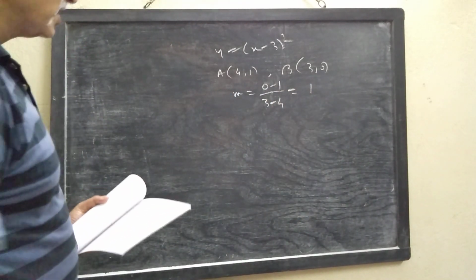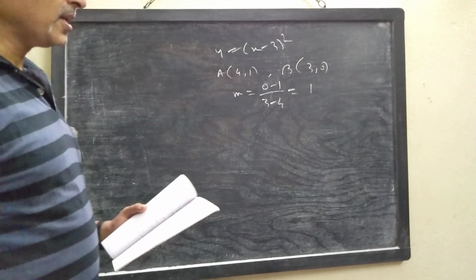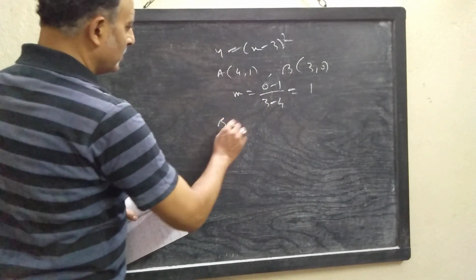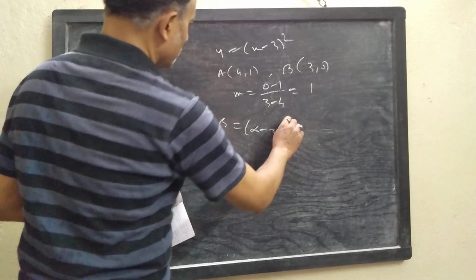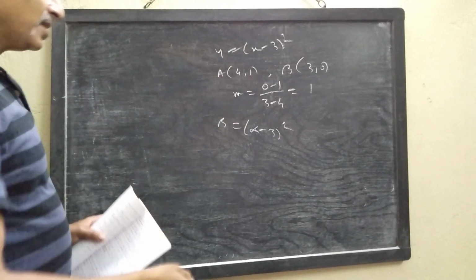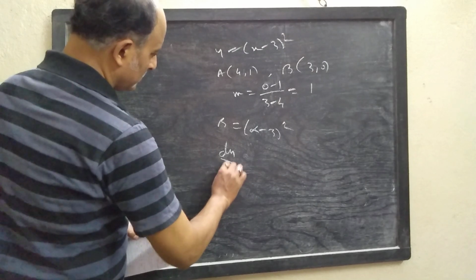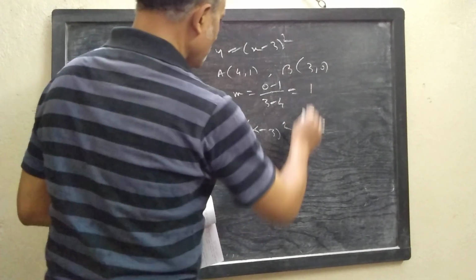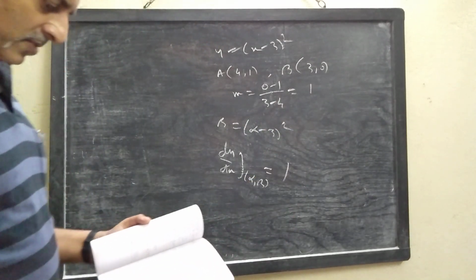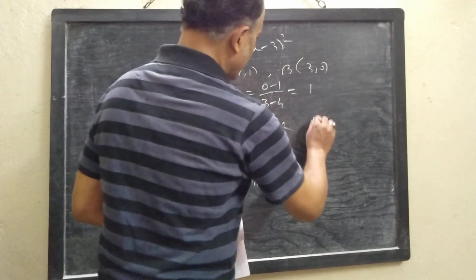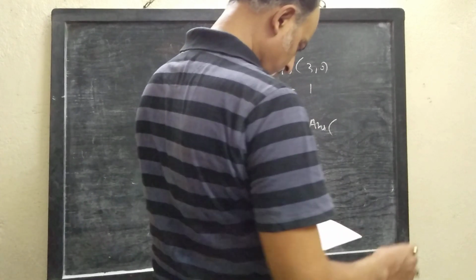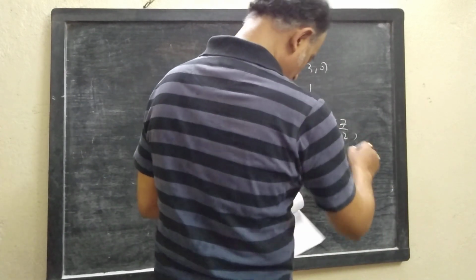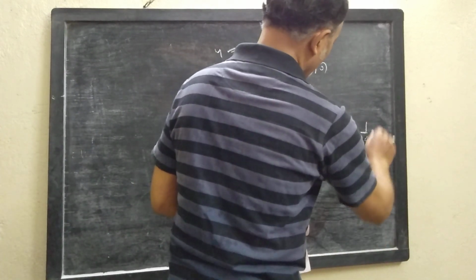You get the slope. Now choose any point (alpha, beta) on the curve, so you get the equation in this form. Now calculate dy/dx at (alpha, beta), and that will be 1 because the tangent is parallel to the chord. So here you will get the answer in the form (7 by 2, 1 by 4).